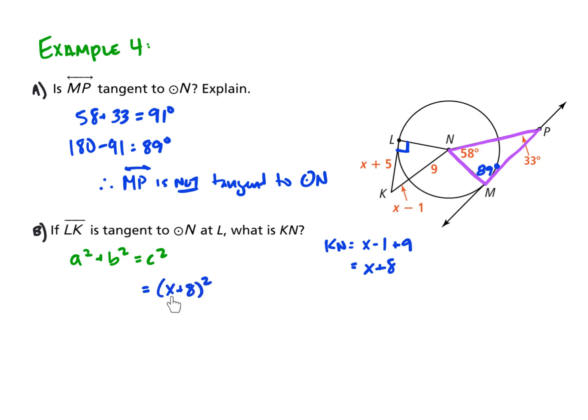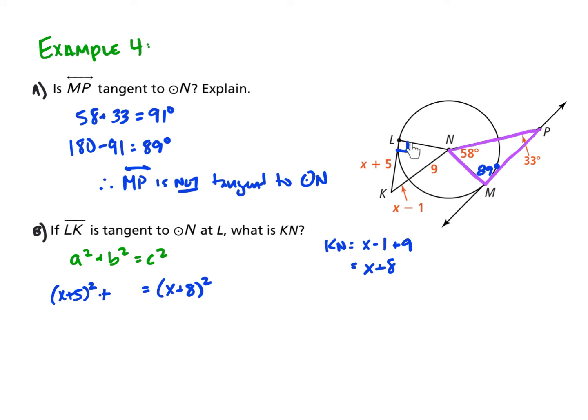And in a minute, of course, we're going to FOIL the x plus 8 times the x plus 8 to get what this is going to simplify out to. But first, we've got to think about a and b. Now a and b would be the legs. I can see that one of them is x plus 5. So let's use that as a. I'm going to have x plus 5. That's going to get squared.